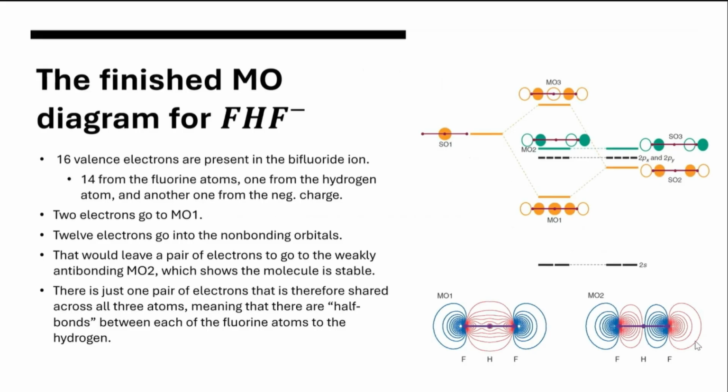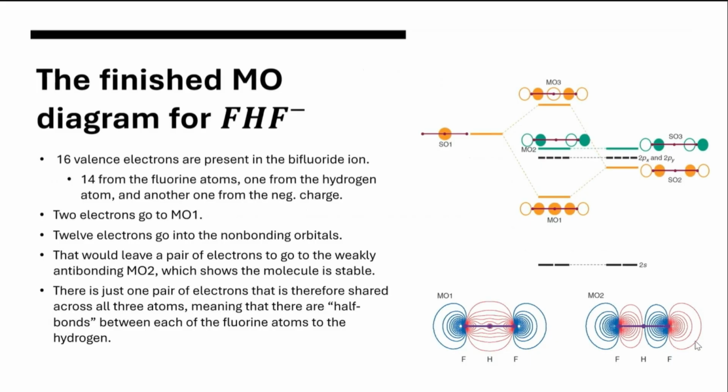So, we have 16 valence electrons present: 14 from the two fluorine atoms, 1 from the hydrogen atom, and another one from the negative charge. We can say that 2 electrons go into the first molecular orbital formed from these symmetry orbitals, 12 electrons go into the non-bonding orbitals, and that leaves a pair of electrons to go into that weakly anti-bonding second molecular orbital, which still shows that the molecule is stable.